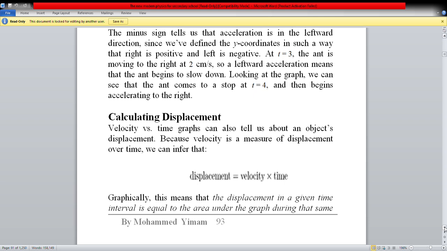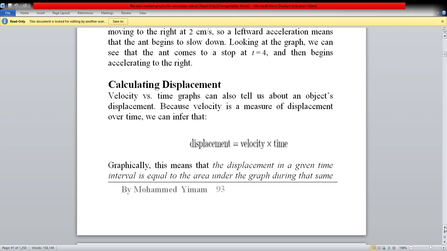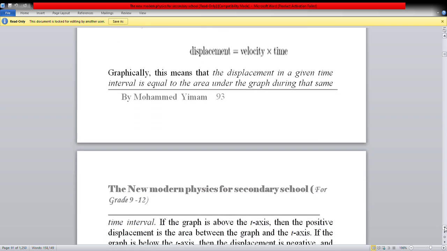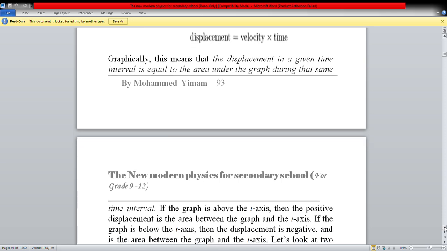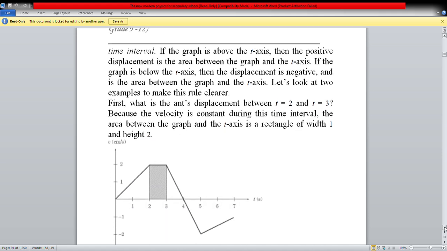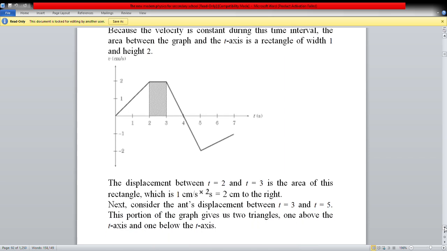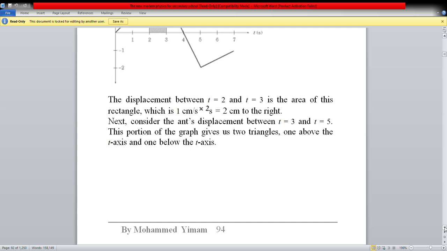Okay, calculating displacement. Displacement is equal to velocity times time. Therefore, graphically, the displacement in a given time interval is equal to the area under the graph during that same time interval. In a velocity-time graph, the slope is the acceleration, and the area is the total displacement. You can calculate it like this. You can see the shaded areas, and we add them together to calculate the total displacement.